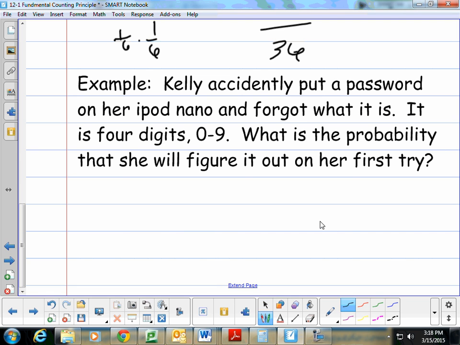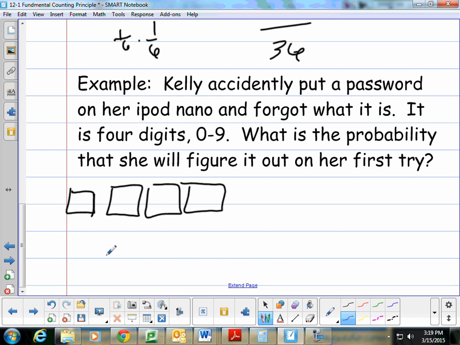Well, 0 through 9, if you count 0, that's actually 10 digits. So maybe you want to draw a picture. It's the first box on the iPod, the second box, the third box, and the fourth box. She has the possibility of having digits 0 through 9 here, 0 through 9 here, 0 through 9 here, and 0 through 9 on the last one. It said nothing about it can't be repeating numbers or anything like that. Could be 1111 for all we know.